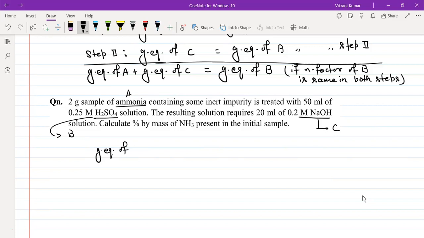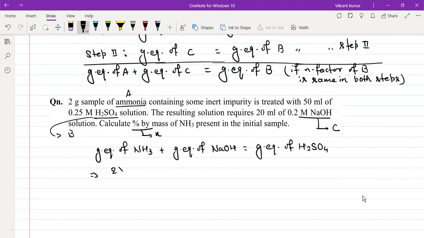Now we have identified A, B, and C. So we are saying gram equivalents of NH3 plus gram equivalents of NaOH will be equal to gram equivalents of H2SO4. Which means now generally my preference is जो पूछा वही मैं assume कर लेता हूँ. तो let that be X%. ठीक है. So now 2 gram का X% was actual ammonia present. This is the mass of ammonia divided by 17 will become the moles of ammonia into N factor will become gram equivalents of ammonia. Is it okay?